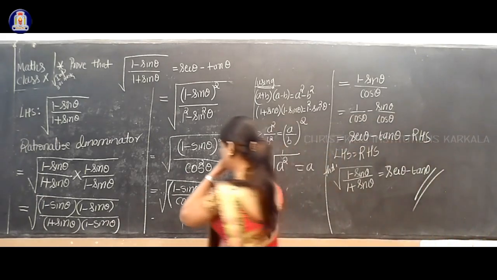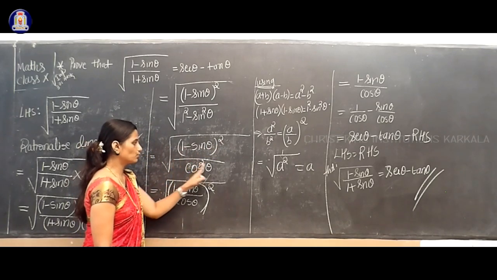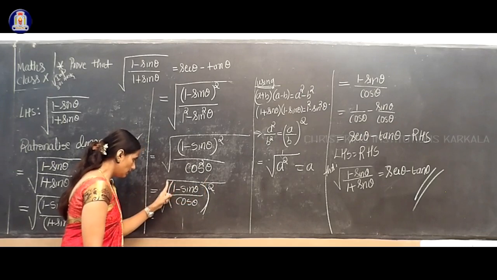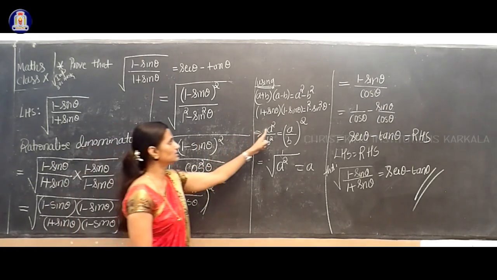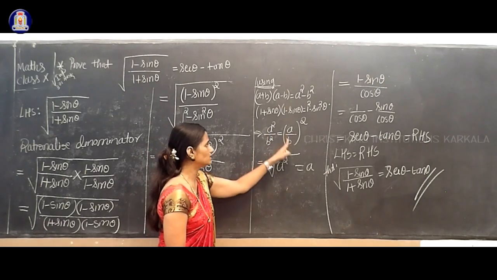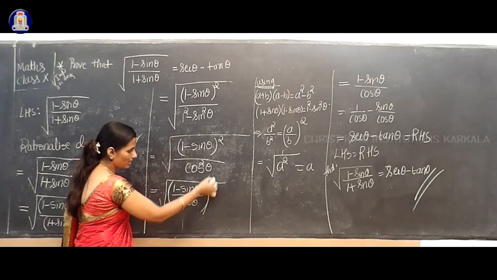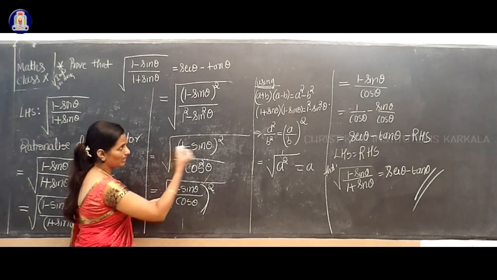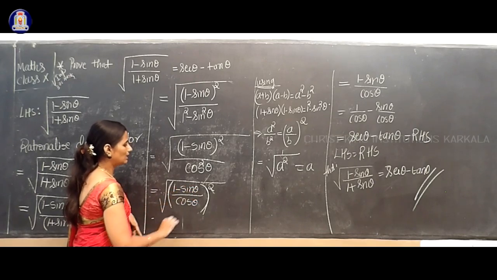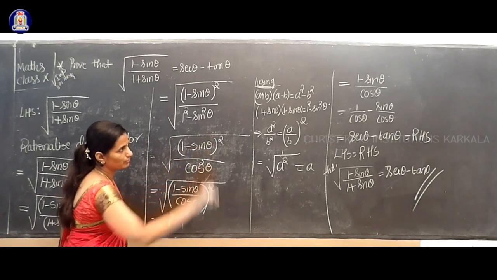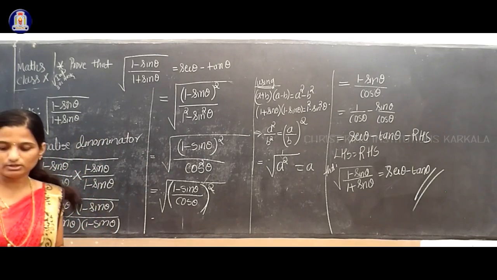See here, 1 minus sin theta whole square over cos square theta, this you know how to write. It is 1 minus sin theta divided by cos theta whole square, which is a square divided by b square equals a by b. Now next, cancel this square and square root. While writing, don't write this square root, just 1 minus sin theta divided by cos theta. After that you know, same as the previous question. Important for 3 marks.